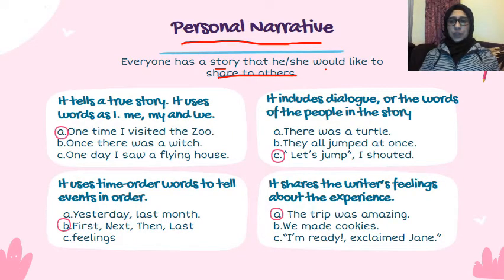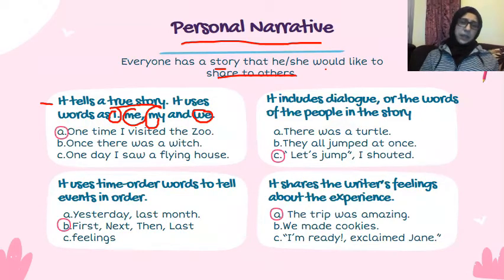Now, what are the features of a personal narrative? First, it tells a true story. Okay, so it's not imaginative, it's not something that is fantasy, it's something real. It uses words such as I, because you are telling your own story. Me, my, or we. For example, if I read the following: A, one time I visited the zoo, B, once there was a witch, or C, one day I saw a flying house.